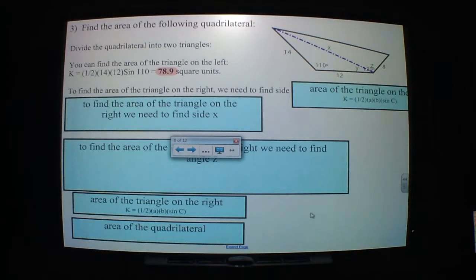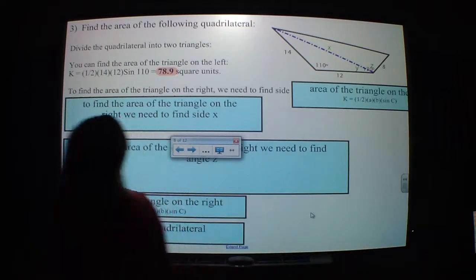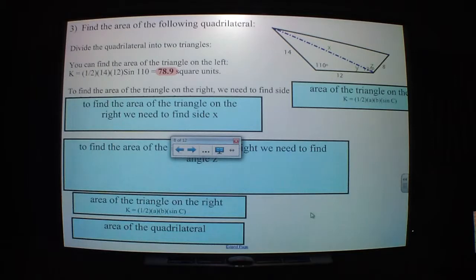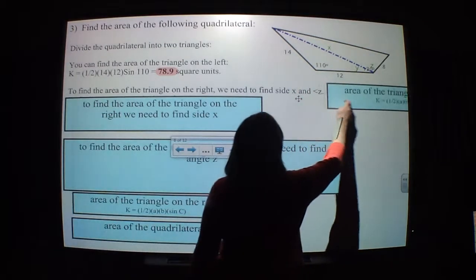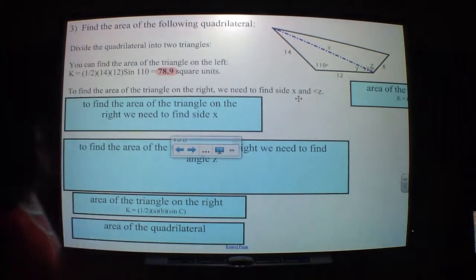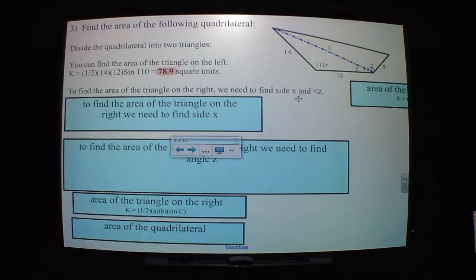And then I could use the same formula. So let's do that. So let's find a side. Okay? So I said, find the side. We need the side, and we need that angle z. To find the angle z, I need to find the angle y first. Okay? So I'm going to find side x first.